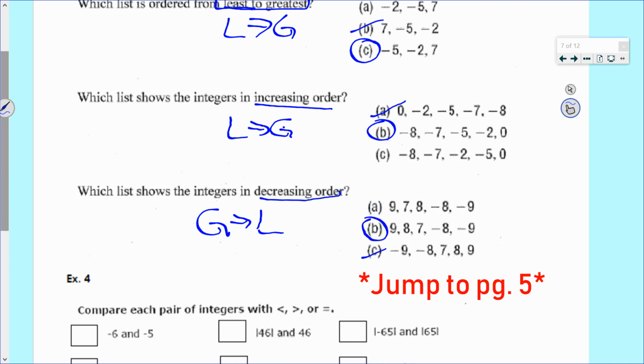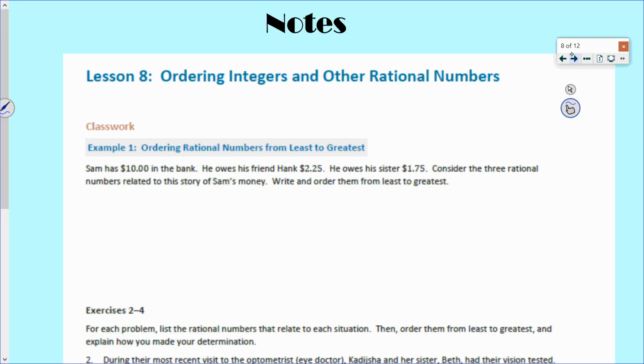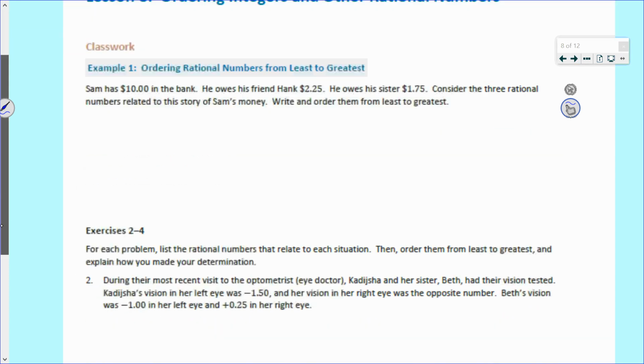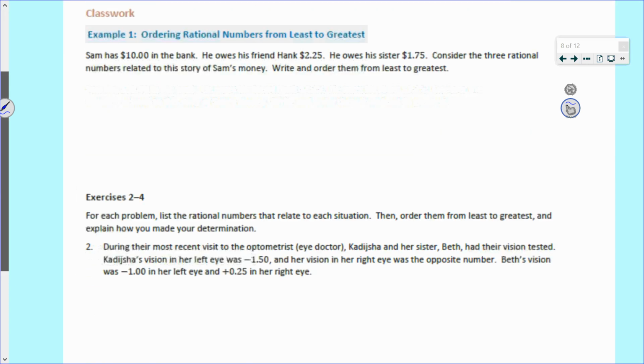Okay, at this point, let's jump over to page 5 in your packet. Number B? Yeah, my God. It was Einstein. Not very smart. Did you highlight decreasing order? Yes. Guys. Okay, everybody should be on page 5.